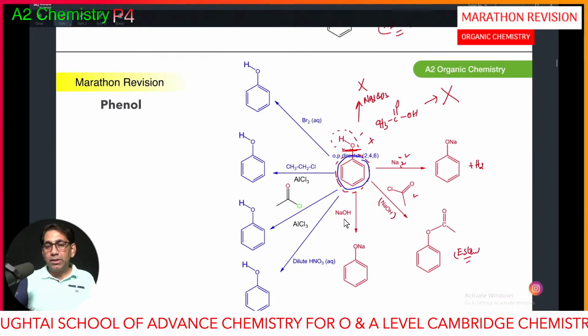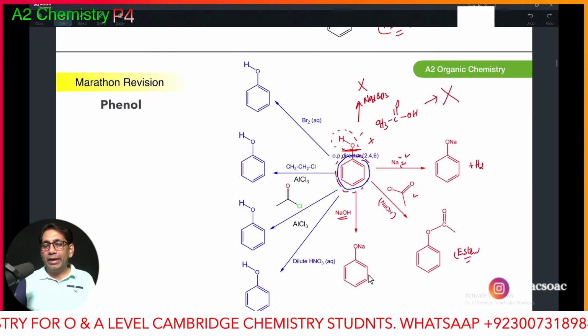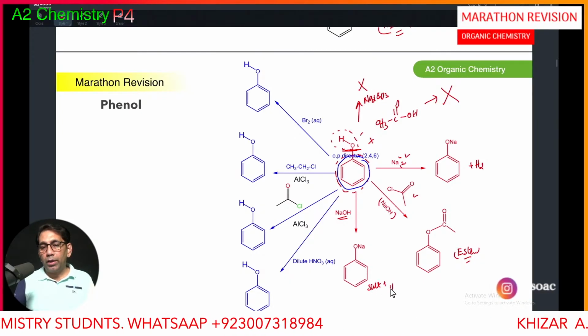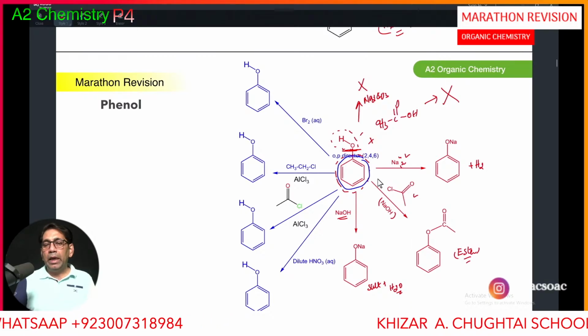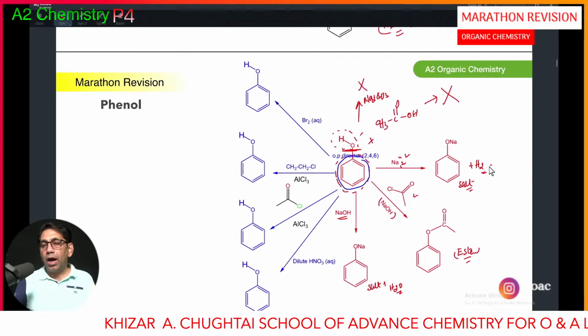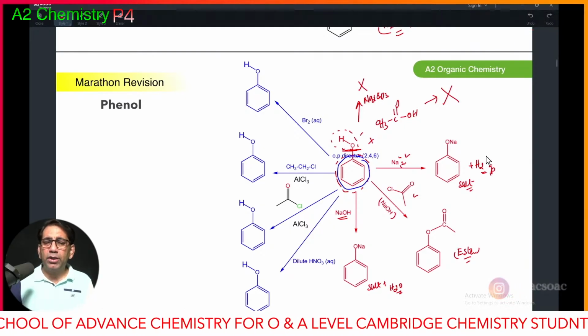The same is the case with sodium hydroxide or potassium hydroxide, to make a salt. This is simply a salt and water. Here's an acid-base reaction, and in this case there is only formation of salt. So there are the basic major 3 reactions because of the OH group.